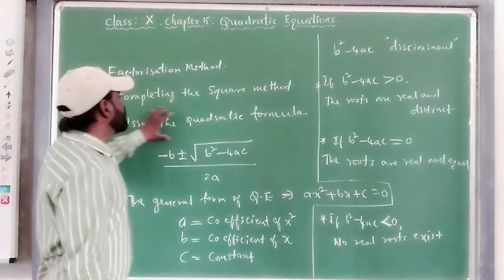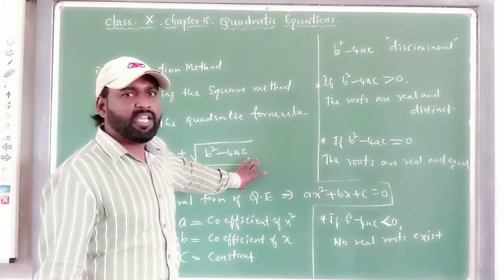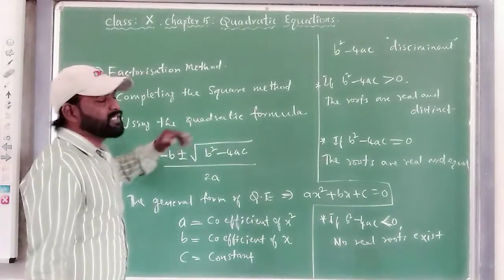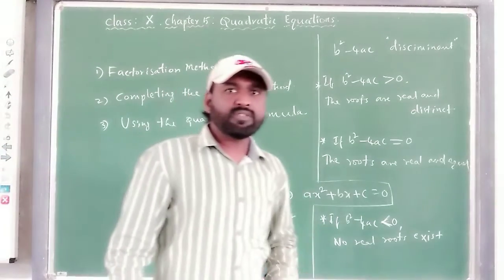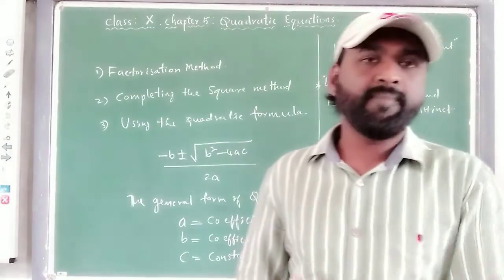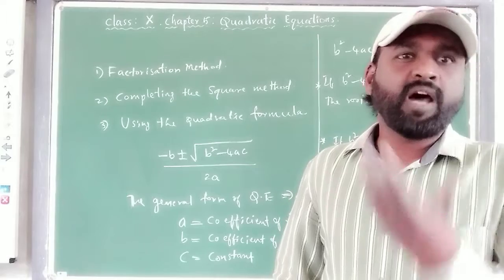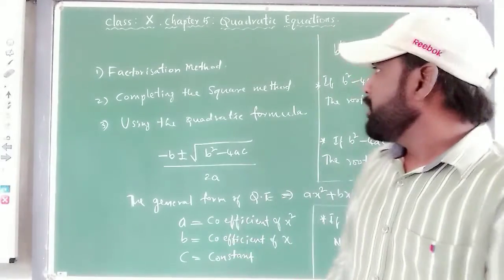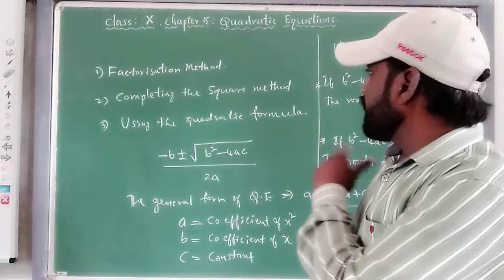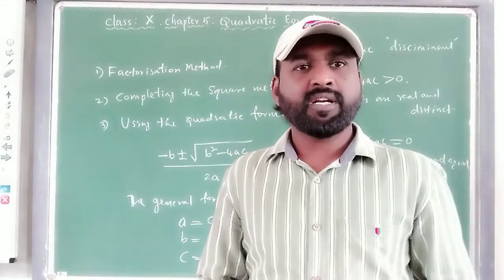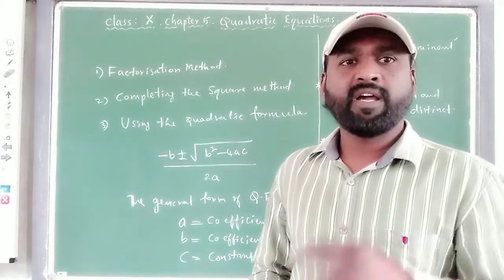This is how, by using the quadratic formula, we find the roots of the given quadratic equation. But before this, we have two other methods, the factorization method and the completing the square method. How to use the factorization method to solve a quadratic equation? Any given quadratic equation may not be solved by the factorization method, or the completing square method, or the quadratic formula. Based on the given equation, we can choose whichever method we are comfortable with.